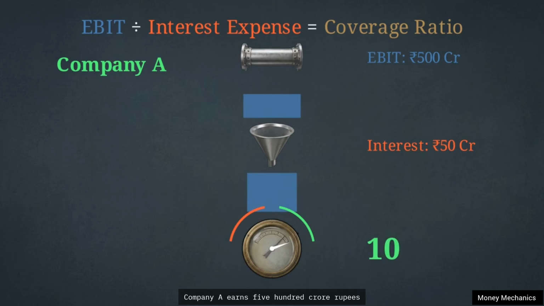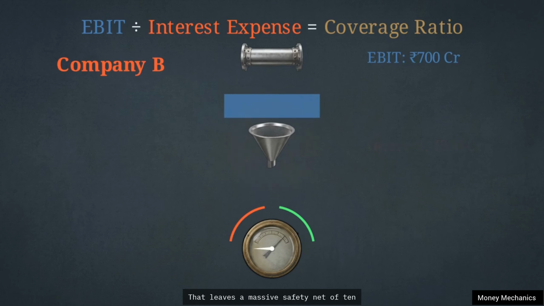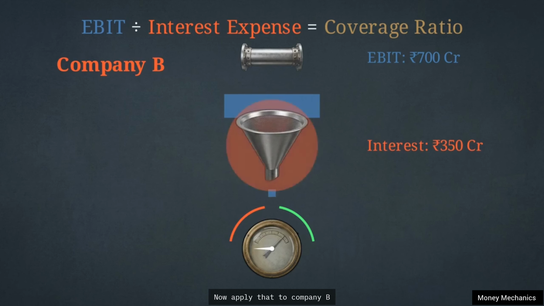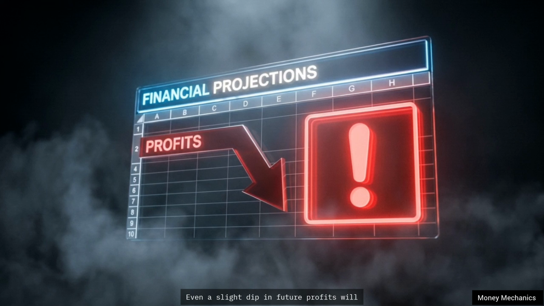Company A earns 500 crore rupees and pays 50 crore rupees in interest. That leaves a massive safety net of 10. Now apply that to Company B. They earn 700 crore rupees, but they owe 350 crore rupees in interest. Their coverage ratio drops to exactly 2. Company B has virtually no room for error. Even a slight dip in future profits will consume whatever cash is left and immediately trigger serious financial stress.